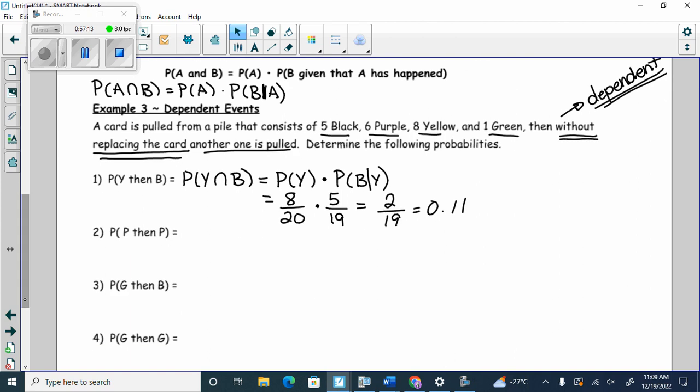All of these are dependent because the very top direction says I'm not replacing the card. The moment I'm not replacing it, it's dependent. I'm holding one. It's going to totally change your total sample space. So this one wants probability of purple and purple. So now I'm going to do probability of purple and then probability of purple given that I'm holding a purple. It's a lot of P's.